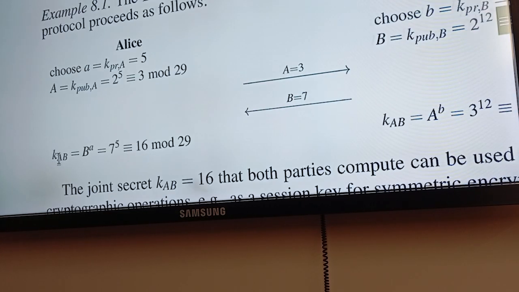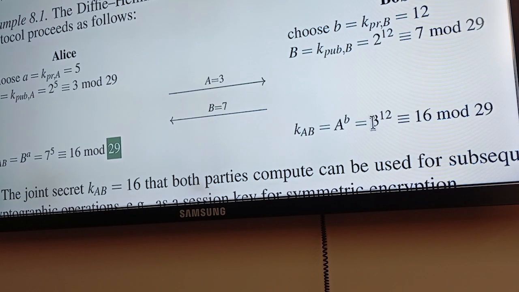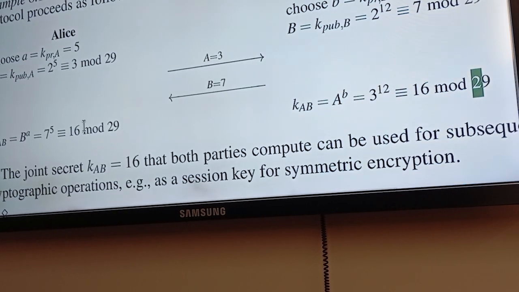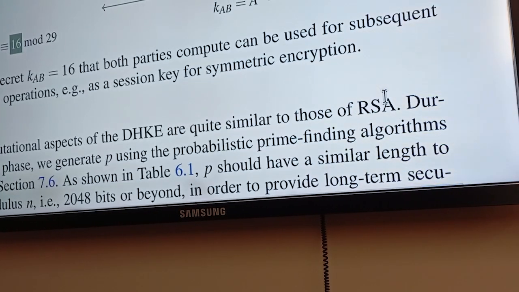To prove that they have established a shared secret, Alice receives Bob's 7, raises it to the power of her private key, and obtains 16 in a modulo 29 world. Bob also receives Alice's public key and raises it to the power of his private key. He obtains 16 also in a modulo 29 world. So you can see that the shared secret, the joint secret, is 16. Alice received 16 and Bob received 16.